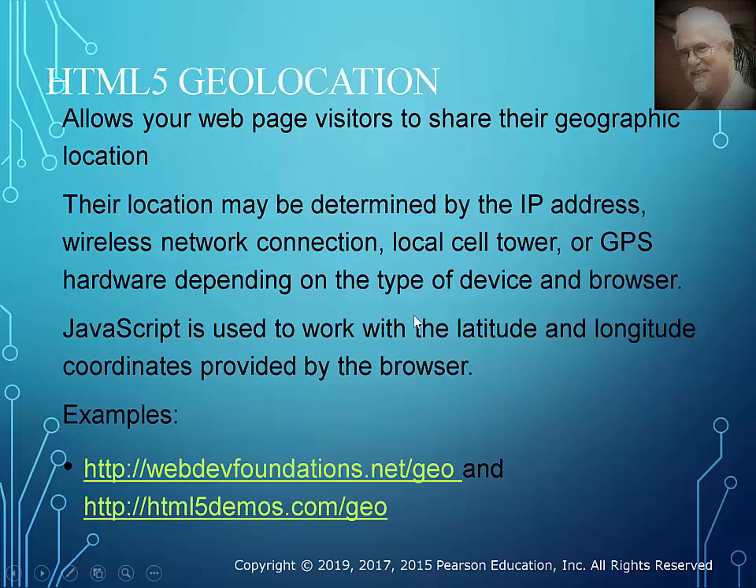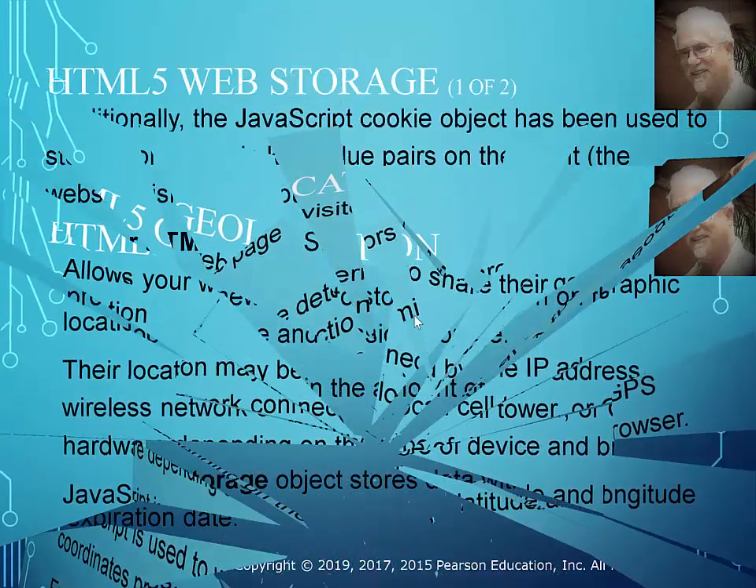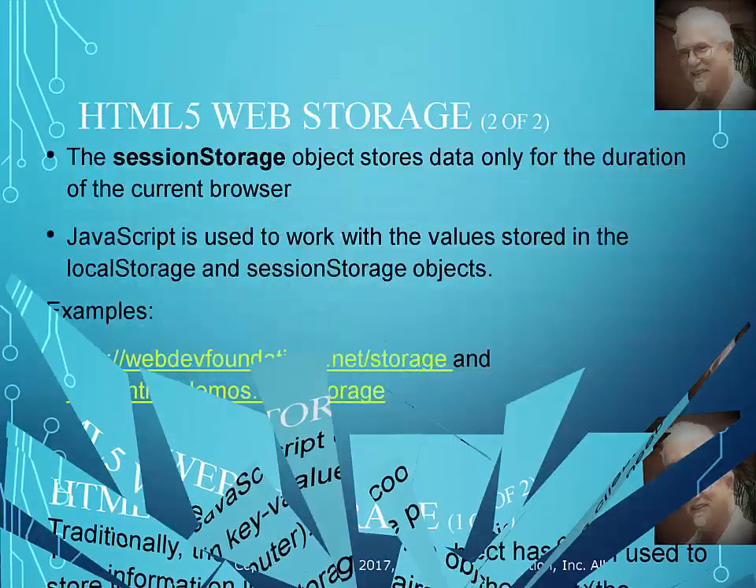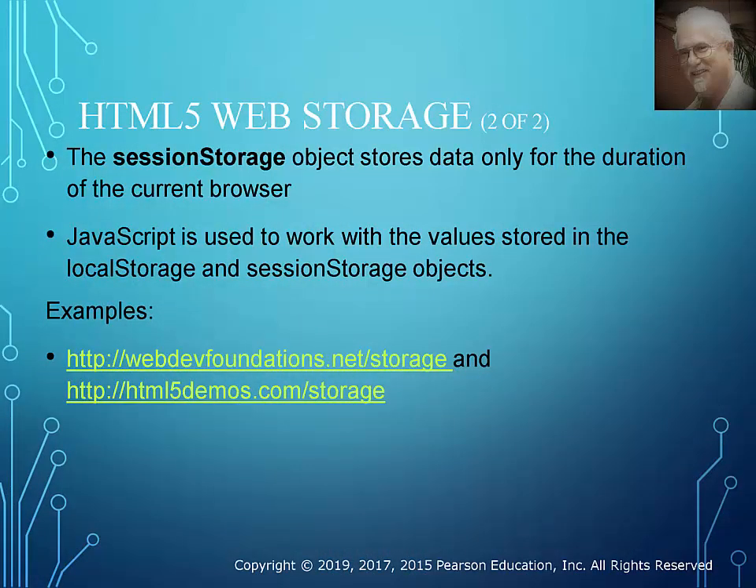Geolocation is one of those items. It's used often in your phones. Web storage, we can store, besides cookies, we can store other little things called local storage. What else we have here? Okay, we'll look a tiny bit at this. You can get more examples at the publisher's website here on /storage.